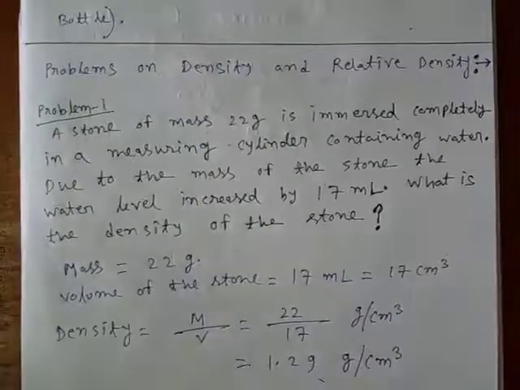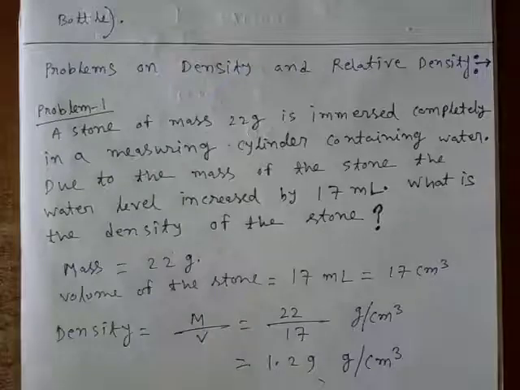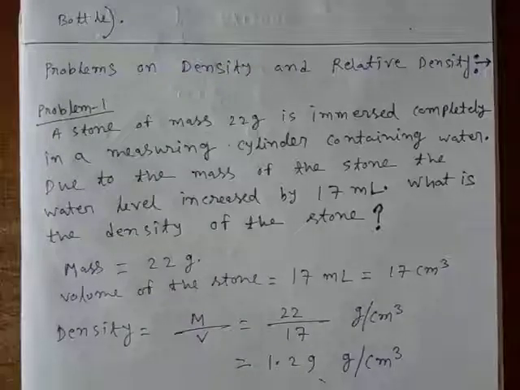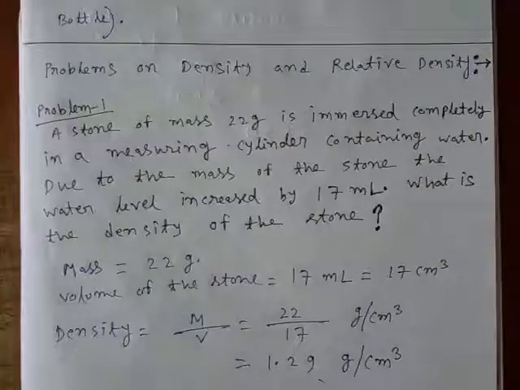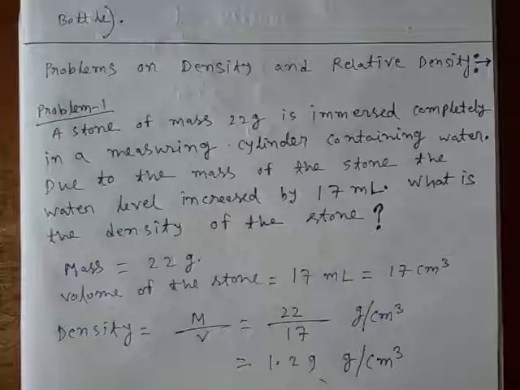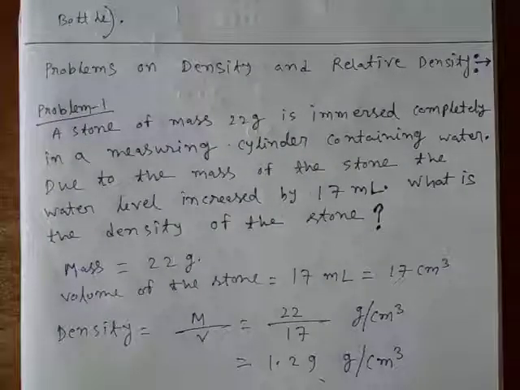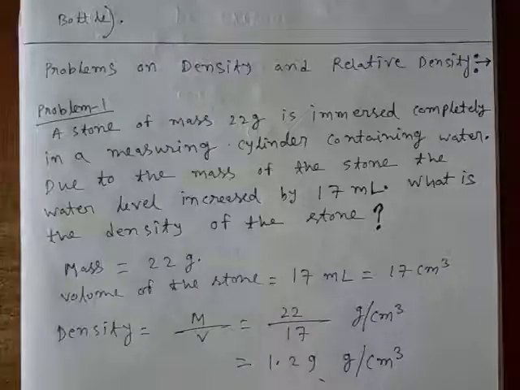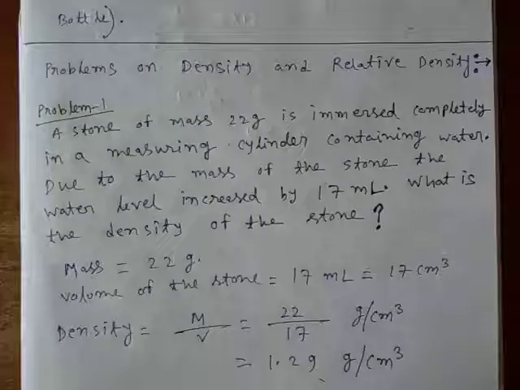Today we are going to discuss some problems on density and relative density. So see problem number 1. Problem number 1 is: given a stone of mass 22 gram is immersed completely in a measuring cylinder containing water. Due to the stone, the water level increased by 17 milliliter. What is the density of the stone?